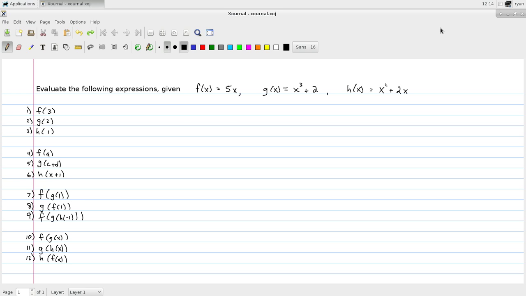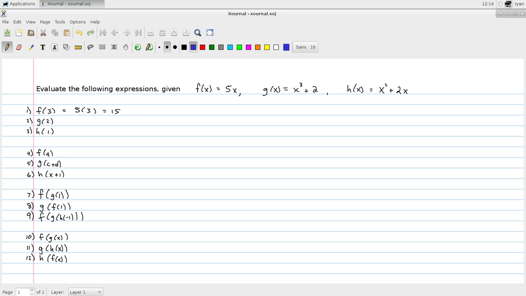Evaluate the following expressions given f of x equals 5x, g of x equals x cubed plus 2, and h of x equals x squared plus 2x. Number 1, f of 3. To get f of 3, we're going to plug 3 into the f function every place we see an x. So instead of 5 times x, we have 5 times 3, and we evaluate and get 15.